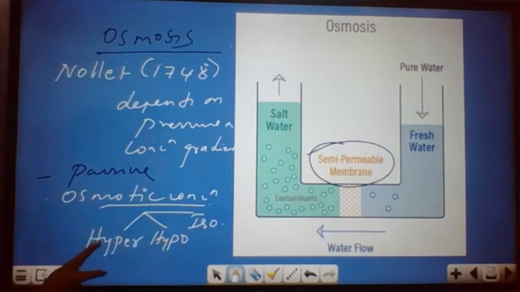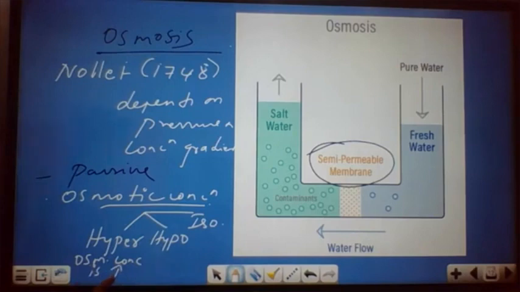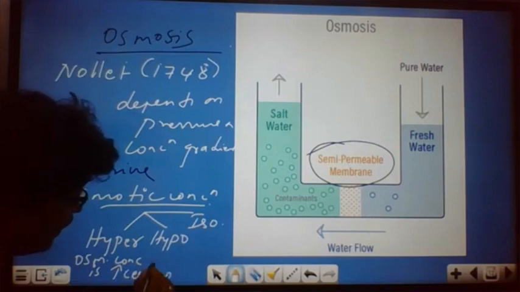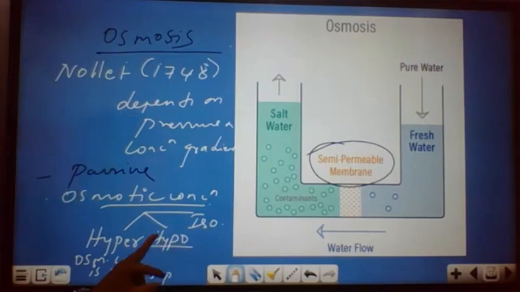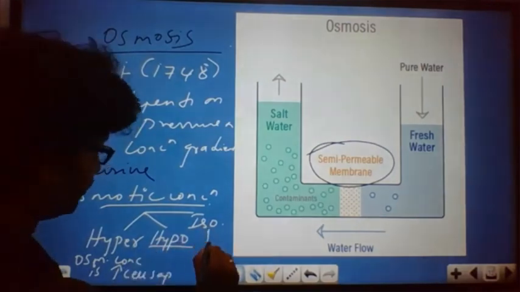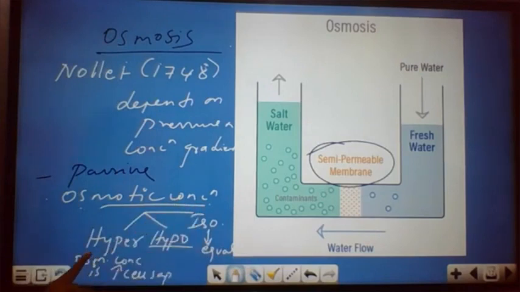So, hypertonic, hypotonic and isotonic. When the osmotic concentration is greater than the cell sap, it is hypertonic. In hypotonic, the osmotic concentration is lesser than that of the other solution. In isotonic, both the cell sap and the solution are equal. So the osmotic concentration can be classified into hypertonic, hypotonic, and isotonic.